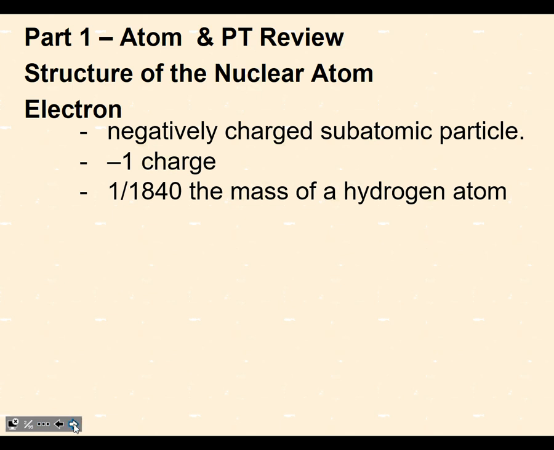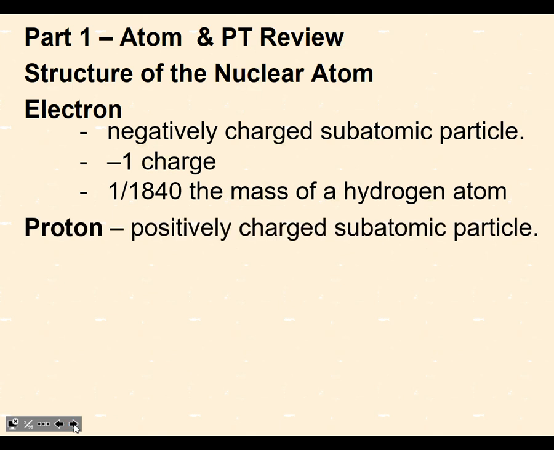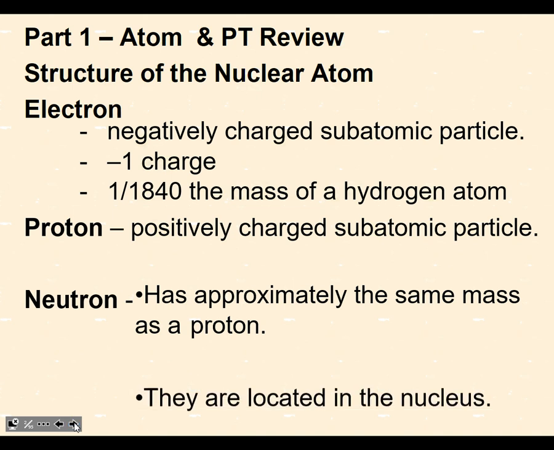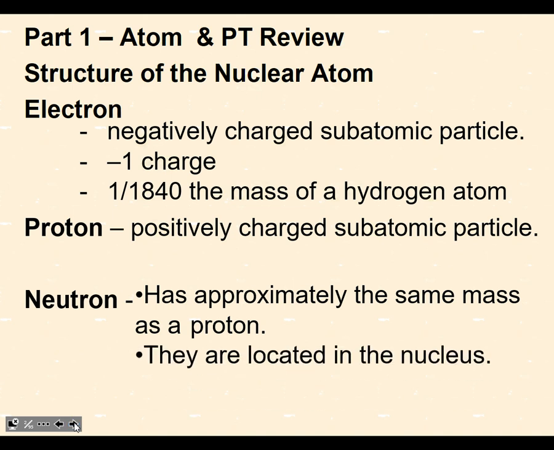Also, the other thing that probably ought to say on here is that it is located outside of the nucleus. Our other particles that we have in our atom are the proton, and it's a positively charged subatomic particle. It is in the nucleus. And then we have our neutron, which has approximately the same mass as a proton, and it's more massive than the electron. And it is located in the nucleus with the proton, and it has no charge. So you really just have a positive charge and a negative charge and a no charge, and that would be your proton, neutron, and electron. And you have inside the nucleus and outside the nucleus. And so the proton and the neutron are found inside, and the electron is found outside.